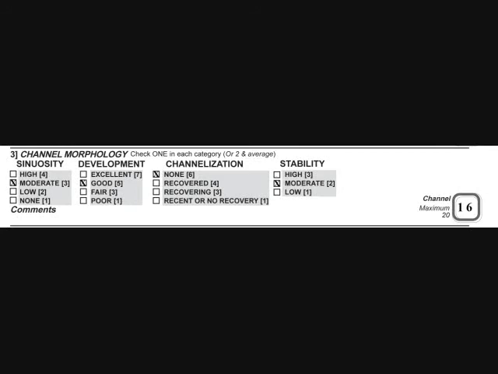Channelization, I gave it none because it looked all natural. It wasn't recovering from anything. The whole 500 foot looked natural. So that's why I gave it a none.